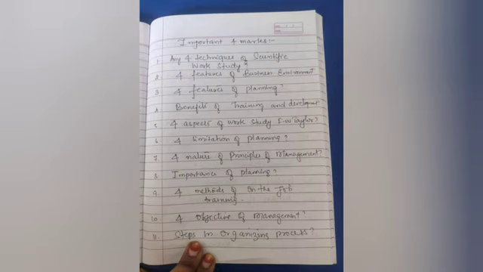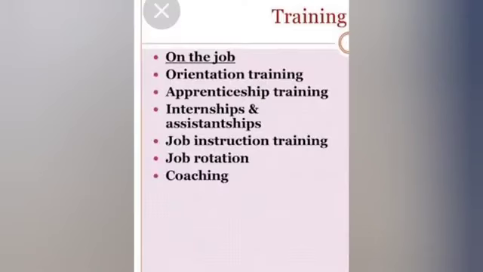What are the 4 methods of on the job training? That is what we are going to discuss now. On the job training includes orientation training, apprenticeship training, internship, job rotation, and coaching. These are all on the job training.